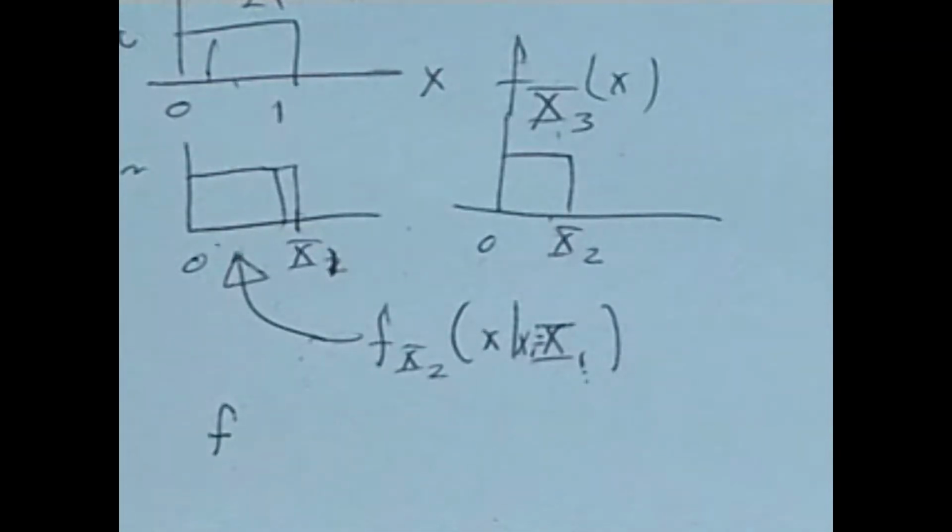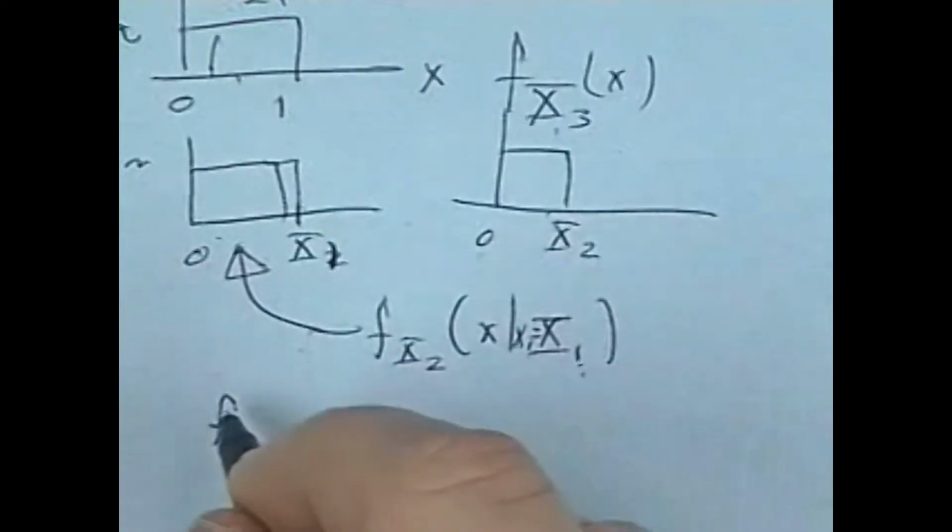Therefore, let's see, what do they ask for here? They ask for the joint probability density function for x1, x2, and x3. And the way that we would do this is use the results in problem 41.